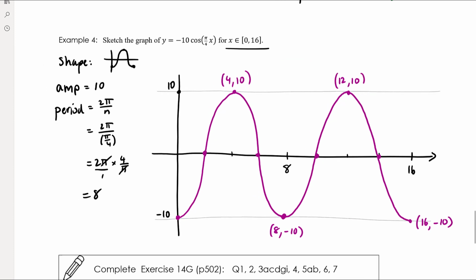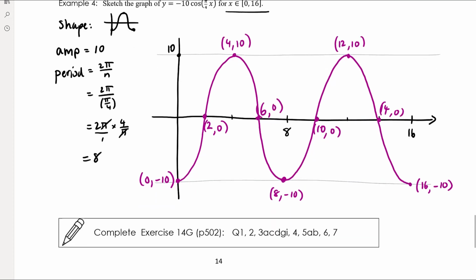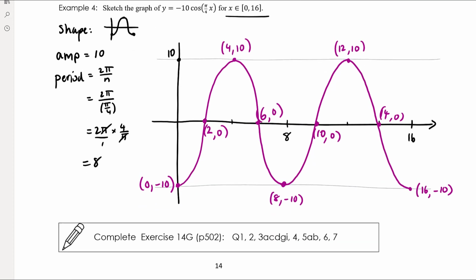I might mark my y-intercept with its coordinates, 0, negative 10. And then we can mark our x-intercepts. So this is 2, 4, 6, 8, 10, 12, 14. Again, you can mark them with coordinates if you've got space, and need to mark them with coordinates if the question specifies that.